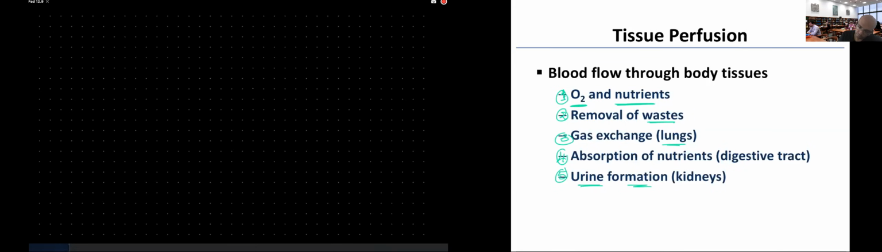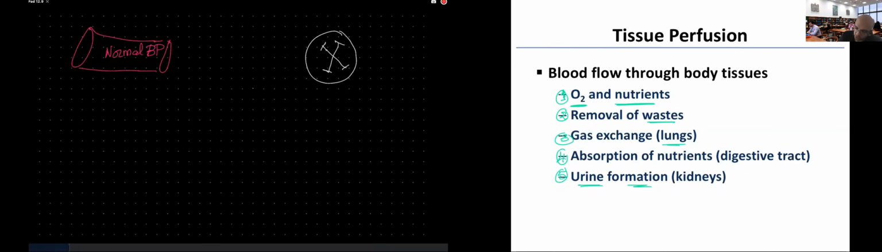I have normal blood pressure, but let's say this organ on here, organ X, is not receiving enough blood. What would you like to do? You have a normal blood pressure, but this specific organ is not receiving the amount of blood that it needs. What do you think you need to do at this point?